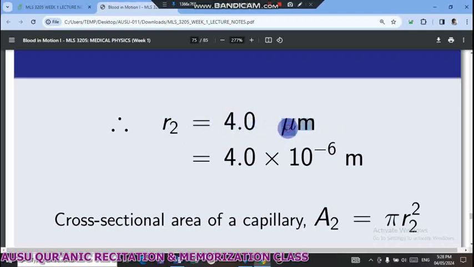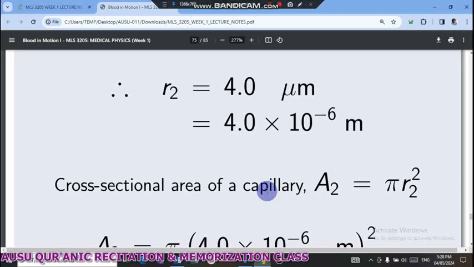And this micro symbol, this Greek letter, means 10 raised to the power of minus 6. So I can change this to meter. I will just say 4.0 times 10 raised to the power of minus 6. So you see, it's equal to 4.0 times 10 raised to the power of minus 6. This one is my micro. Okay, now I know the radius of the capillary.